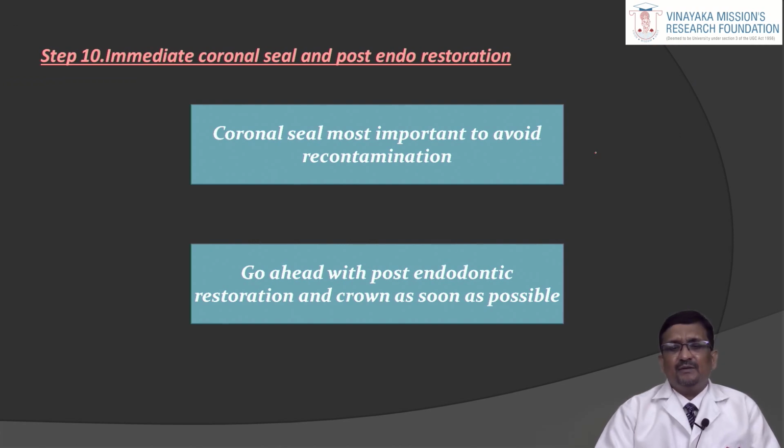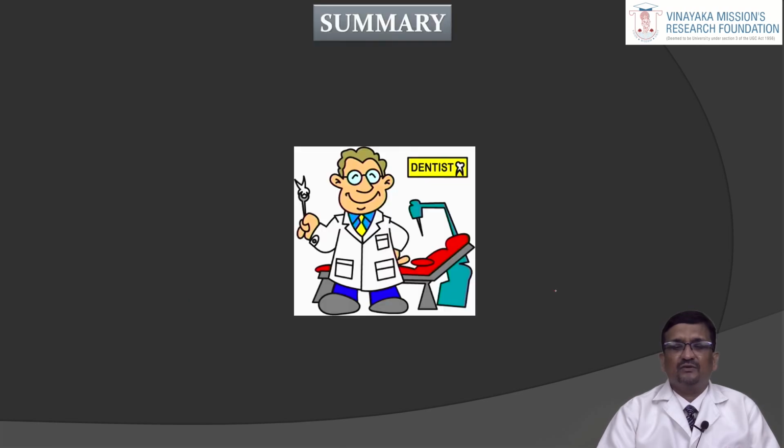Last step, immediate coronal seal and post-endo restoration. Coronal seal is the most important to avoid recontamination. This should happen even during your inter-appointment dressing. You place a temporary filling, you make sure you have done a good temporary filling. Otherwise, you will have reinfection very easily. Okay, and go ahead with post-endodontic restoration and crown as soon as possible. There is no specific time. Once it's asymptomatic, you can go ahead.